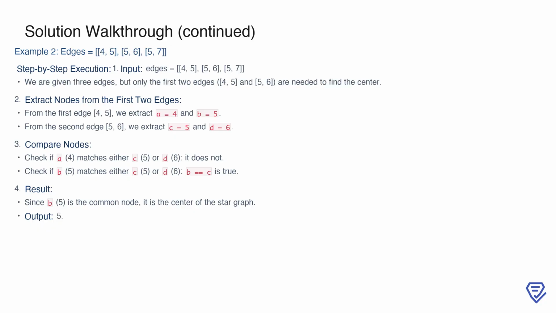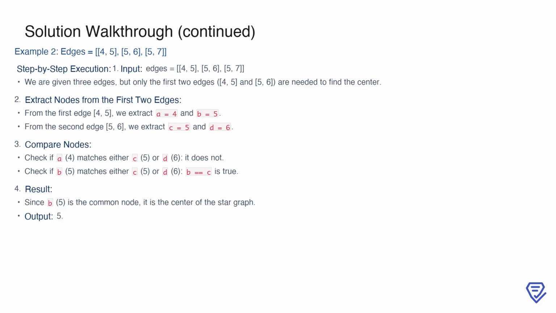In this example, the input edges are 4, 5, 5, 6, 5, 7. Although 3 edges are provided, we only need the first two edges to find the center. From the first edge, 4, 5, we extract a equals 4 and b equals 5. From the second edge, 5, 6, we extract c equals 5 and d equals 6.